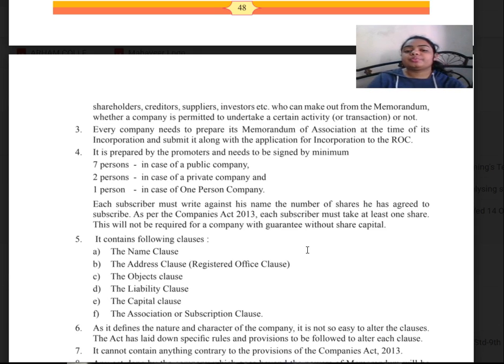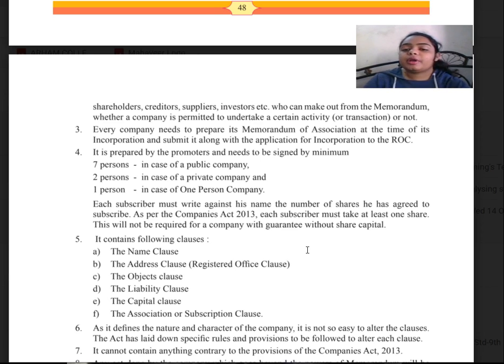Every company needs to prepare its memorandum of association at the time of its incorporation and submit it along with the application for incorporation to the ROC. It is prepared by the promoters and needs to be signed by minimum 7 persons in case of a public company, 2 persons in case of a private company, and 1 person in case of a one-person company.